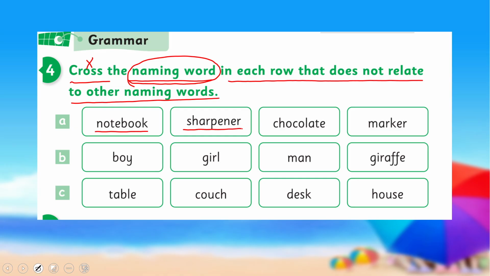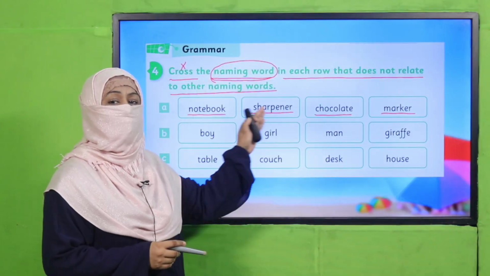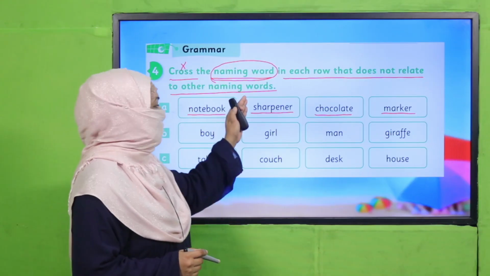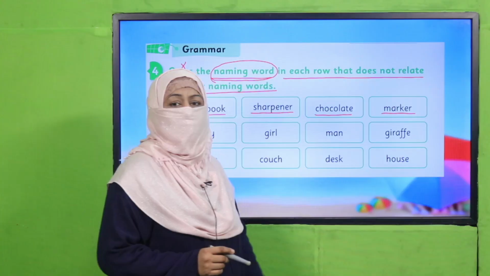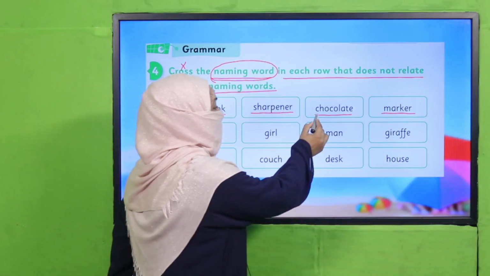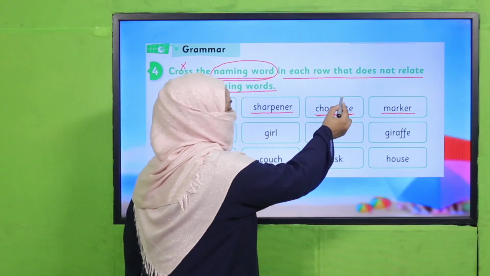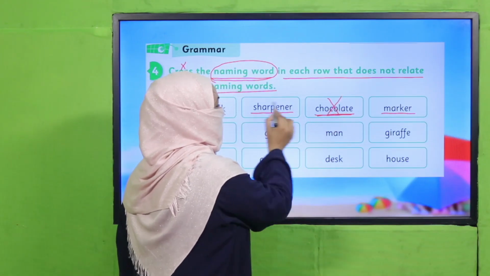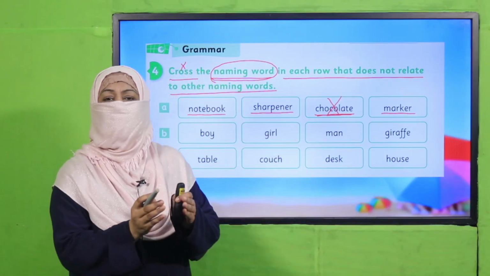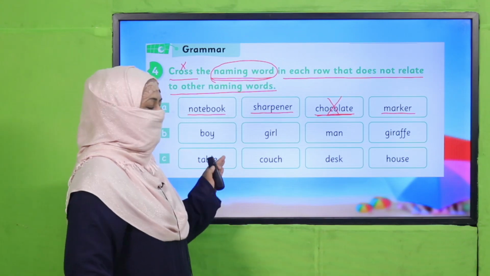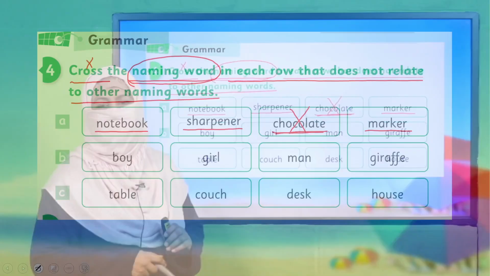Notebook, sharpener, chocolate, marker. Now you see there are 4 naming words. Which one is out of the category? Notebook we use for writing, sharpener and marker are also stationery stuff, but chocolate is an eating thing, right? So we will cross it because it does not belong to this group. Do you understand? This is how we can categorize the naming words. So pause the video, complete this task in your book, and then come back.